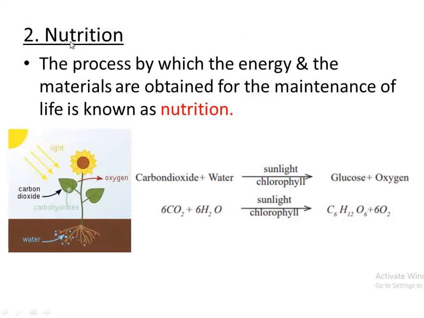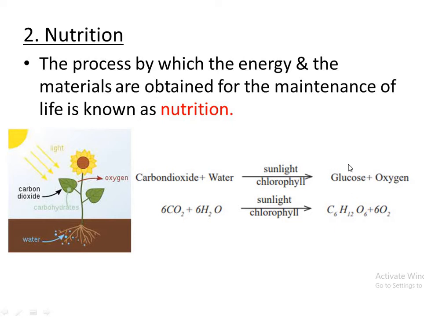Next up, we are going to talk about the second characteristic, that is nutrition. Nutrition is the process by which energy and materials are obtained for the maintenance of life. That is what we call nutrition. So the equation of nutrition, you can see it over here. This is something very important which you all should remember very thoroughly. Carbon dioxide plus water in the presence of sunlight and chlorophyll will give glucose plus oxygen. And this glucose is what we consider to be nutrition, the process by which energy and materials are obtained.